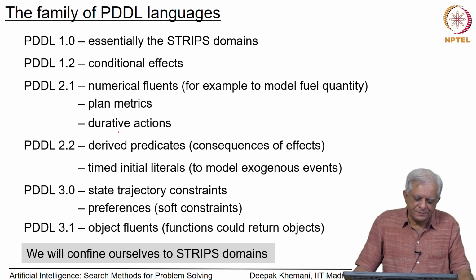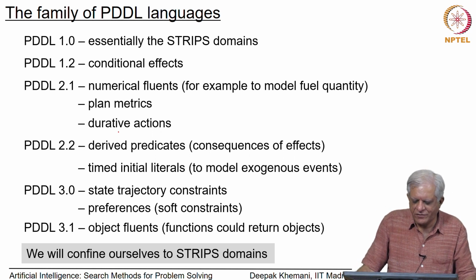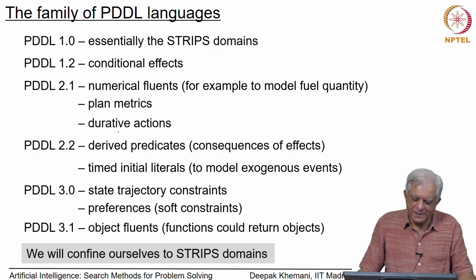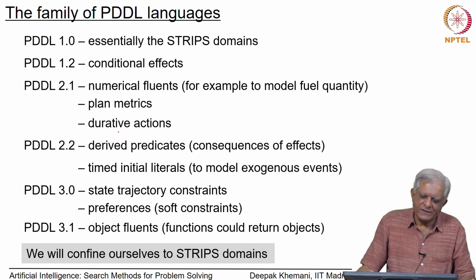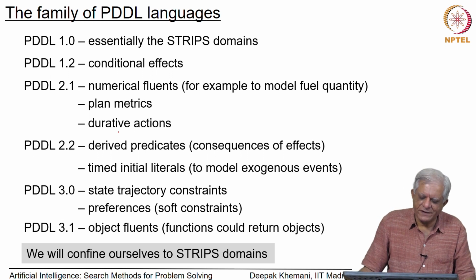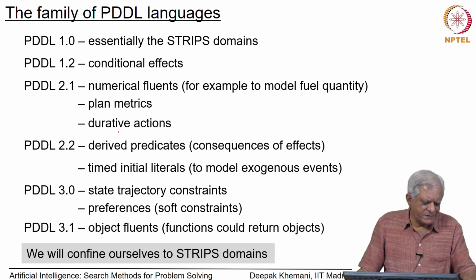Okay, so welcome back. We have just started a study of the area of planning, or automated planning, or domain independent planning as it is called, and we saw that you can model the domains with different degrees of expressivity, and then we said that we will start off by looking at the simplest domains, which are the STRIPS domains.